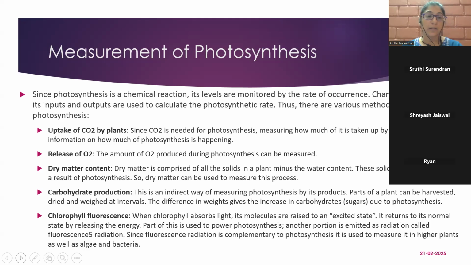Then another important method is chlorophyll fluorescence. Again, I won't be going into details of chlorophyll fluorescence, but the chloroplast or the thylakoid membrane has chlorophyll molecules in the PS2 and PS1 protein complexes, and how effectively they absorb light can be determined through this. Absorbing light is one basis for chlorophyll fluorescence, and this measurement of chlorophyll fluorescence can also be used to estimate or quantify photosynthetic rate.